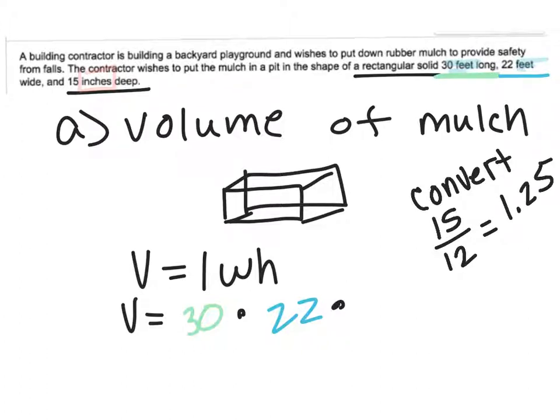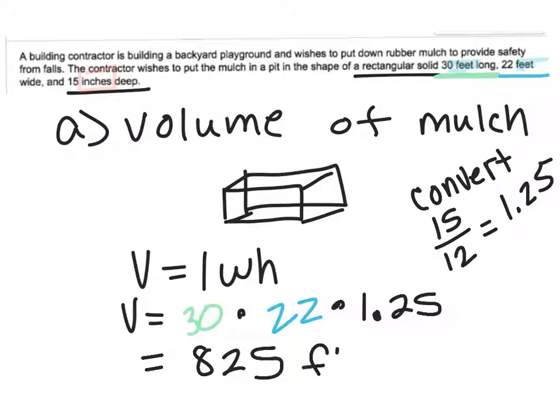1.25 feet. So now I'm going to multiply 30 times 22 times 1.25. So now I've arrived at the final volume of 825. And the units that we are going to use, volume is measured in cubic feet. That was actually given to us in the problem. It said determine the volume in cubic feet. So we write that this way, feet cubed. So my answer for part A is 825 cubic feet.